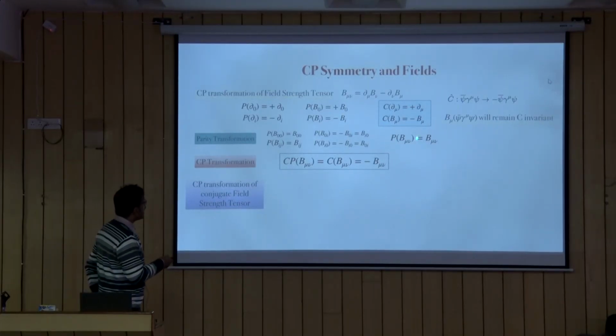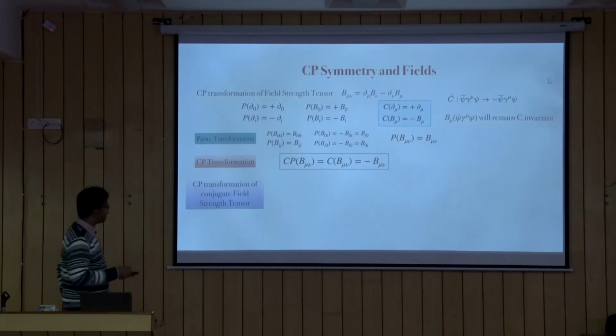Having P acting on B mu nu give you B mu nu, you can say that CP on B mu nu is essentially C acting on B mu nu, and following this result, you can say that the CP acting on B mu nu will give you a minus B mu nu.